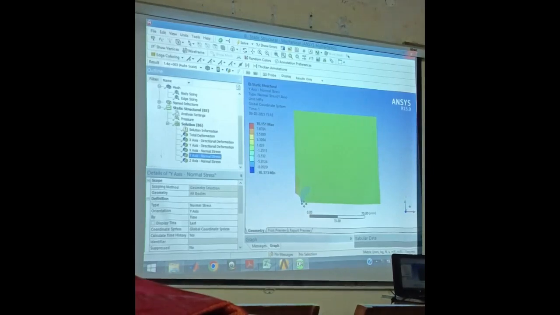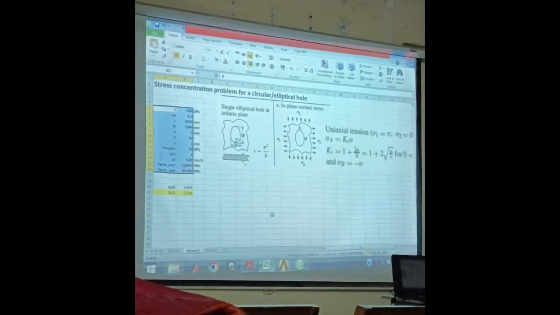That's why sigma theta is the representation of the KT value or stress concentration. So what we are getting now, what you have to do, you have to take the dimensions. And along the dimensions, let me do it another way.